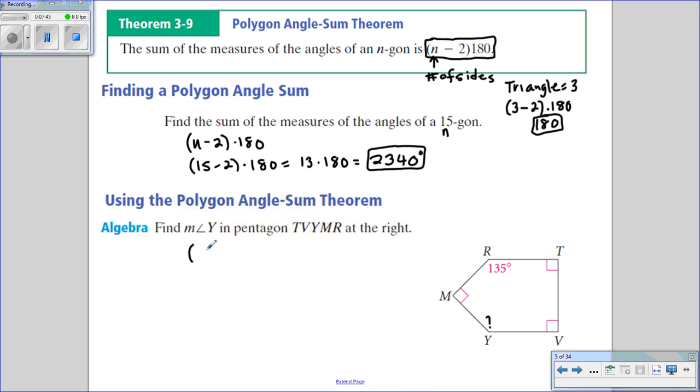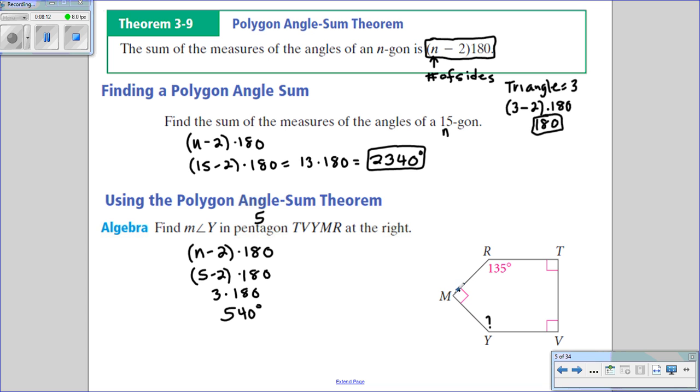So again, n minus 2 times 180. A pentagon has 5 sides, so it's going to be 5 minus 2 times 180. So that's 3 times 180 to get the sum of the measures of all of those angles inside. If you do that right, we get 540.